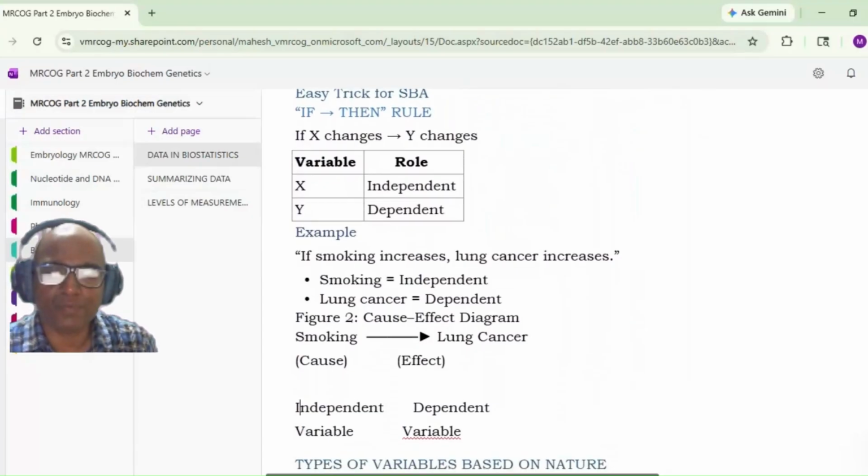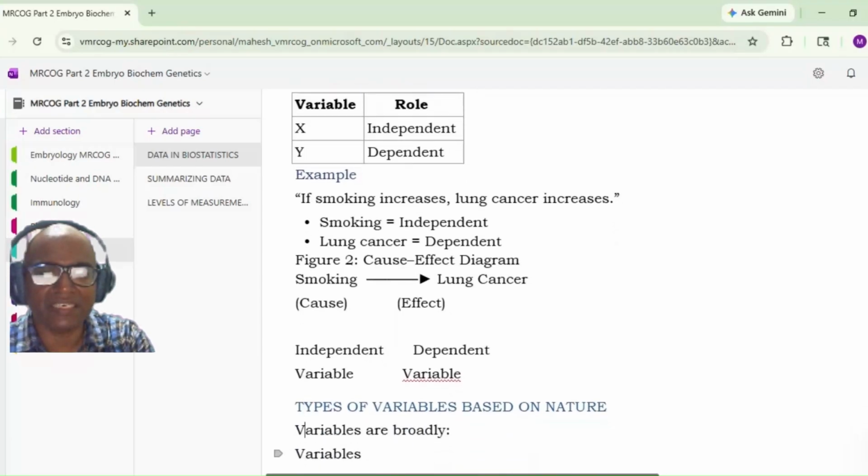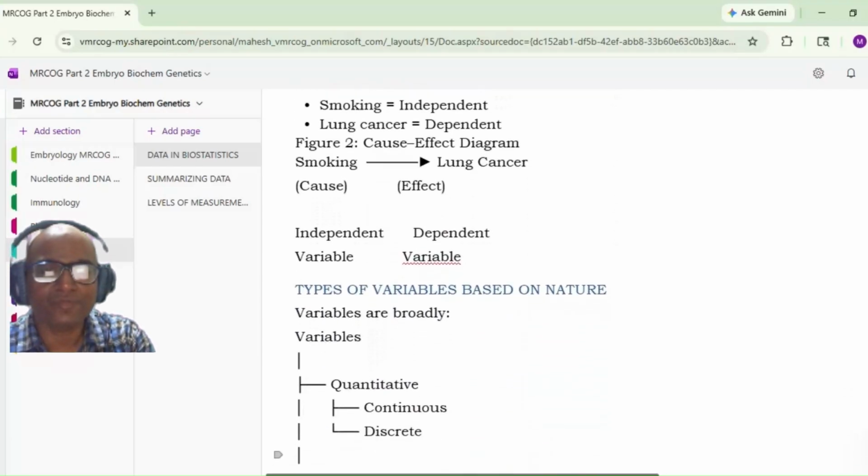So if smoking increases lung cancer, smoking becomes the independent variable, while lung cancer becomes the dependent variable. So this is smoking leading to lung cancer. Here smoking is the cause and the effect is lung cancer. That is how you should be able to classify the dependent and independent variable.